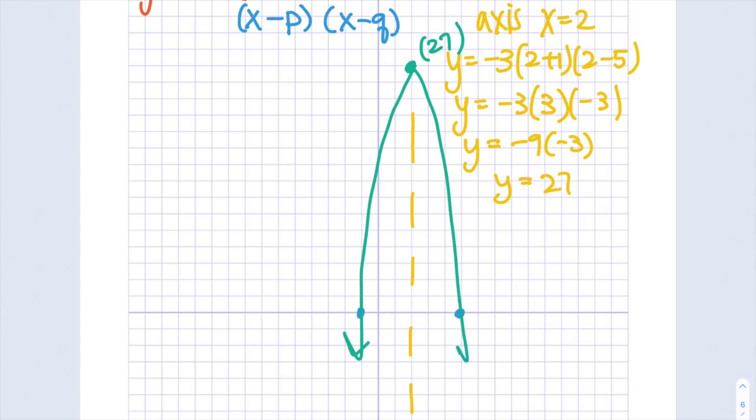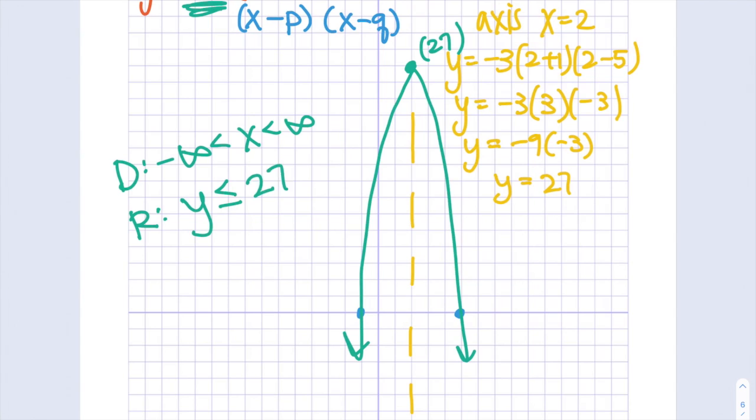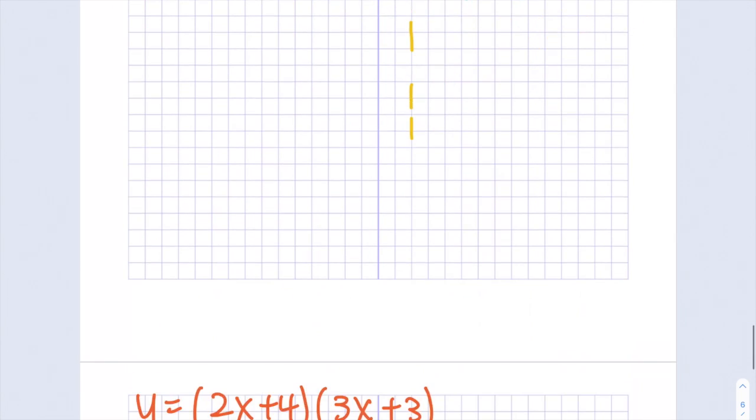And our graph goes down. And it makes sense that it goes down because we have a negative leading coefficient. Our domain, all real numbers, and our range. It's going down, so y is less than or equal to that highest point, which we got as 27. One last example.